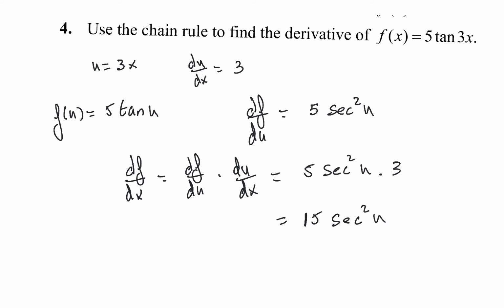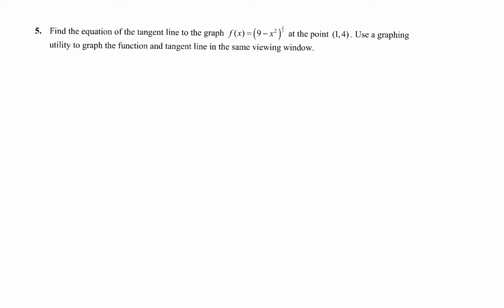And is the problem already solved? Is this the final answer? No. It's 15 times secant squared of u, which is 3x. And this is now the final answer. So this is the derivative of f with respect to x. This is the slope of the function. 5 times tangent of 3x. At the point x, you plug in the point and you obtain the derivative, the slope. Let's go to the next problem.